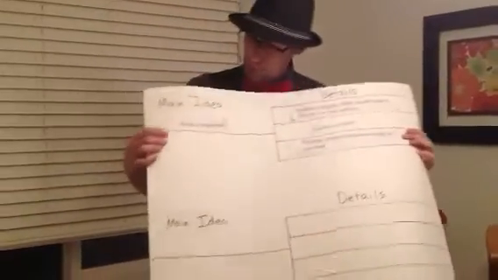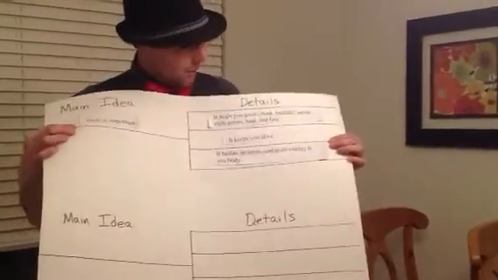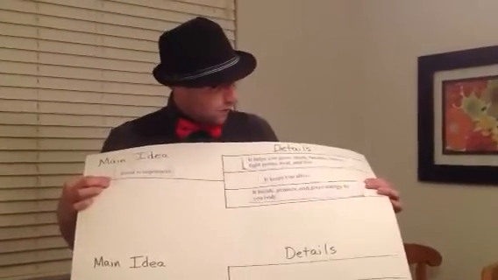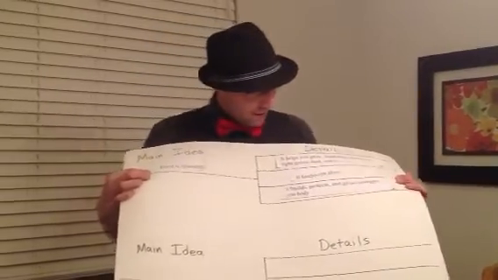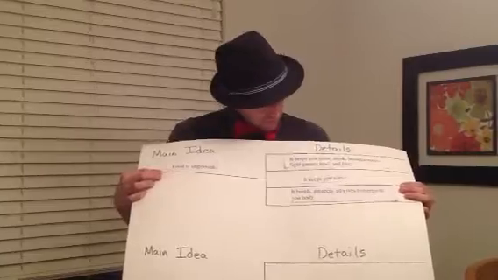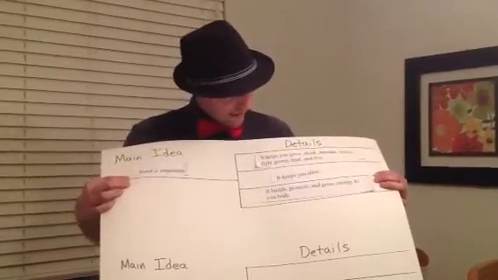So for example, the main idea was food is important. In the first section, the details are: it helps you grow, think, breathe, fight germs, heal, and live. It keeps you alive, and it builds, protects, and gives energy to your body, as these supporting details.